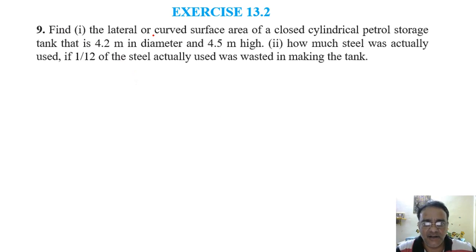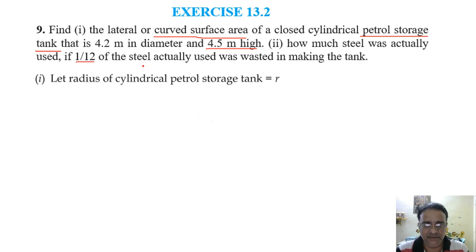Find the lateral or curved surface area of a closed cylindrical petrol storage tank that is 4.2 meter in diameter and 4.5 meter high. How much steel was actually used if 1 by 12 of the steel actually used was wasted in making the tank? So let us start with the first bit. Let the radius of the cylindrical petrol storage tank be R.